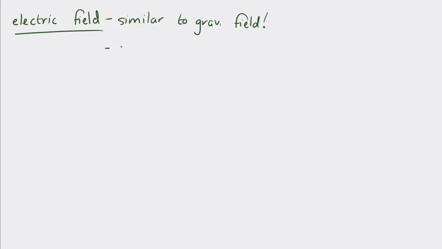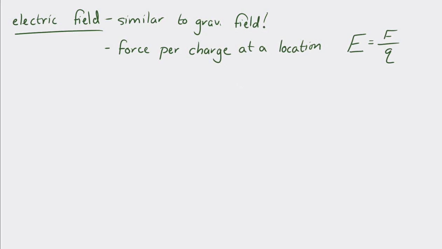Now, the electric field. The electric field is defined similarly to the gravitational field. The electric field is equal to the electric force, or Coulomb force, per charge at a location. So the unit for the electric field, if we look at the units here, force has units of newtons, Q has units of coulombs, so the electric field has units of newtons per coulomb. All right, so that's the electric field.